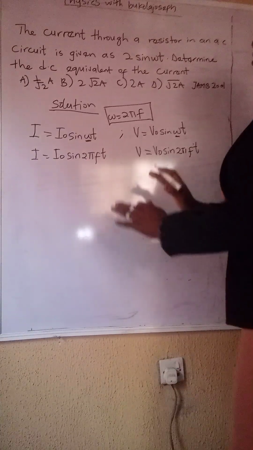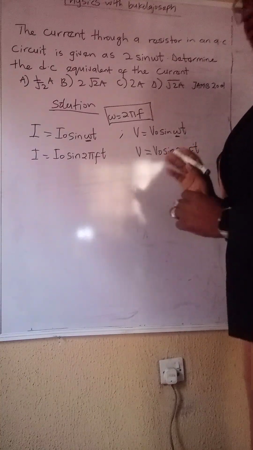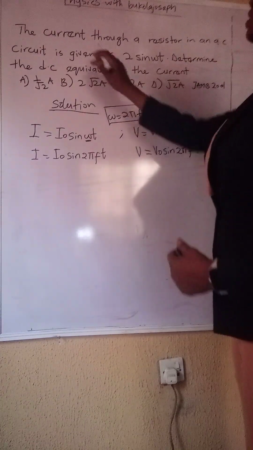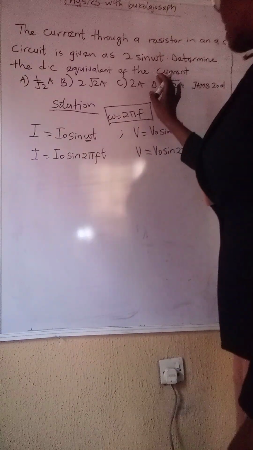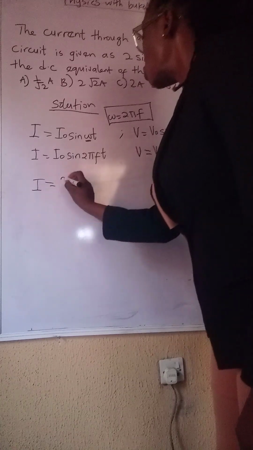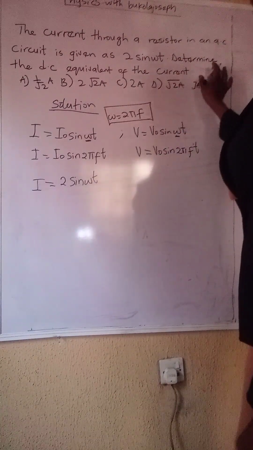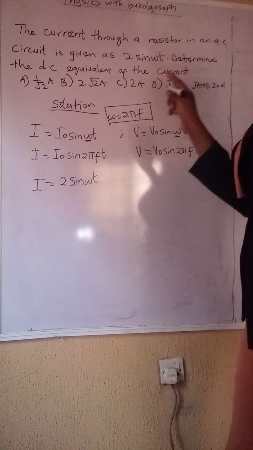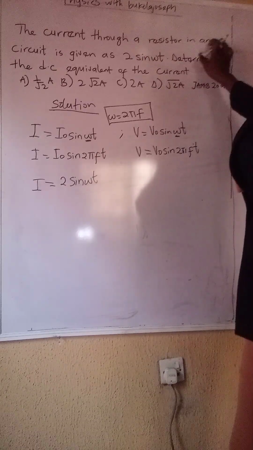Now we are not going to be needing all this information, but we will need one of it. Let me read the question, pick the parameters, and then we can see which one we'll be using. The current through a resistor in an AC circuit is given as I is equal to 2 sine Wt. This is what is given as the current. Determine the DC equivalent of the current. So we are looking for the DC equivalent of the current, the direct current equivalent of the AC.